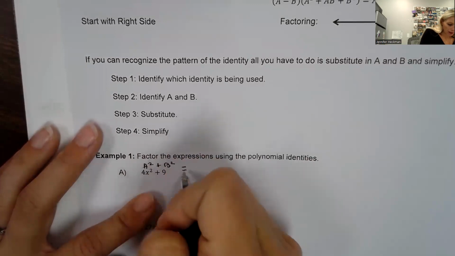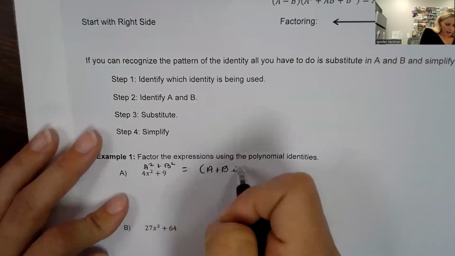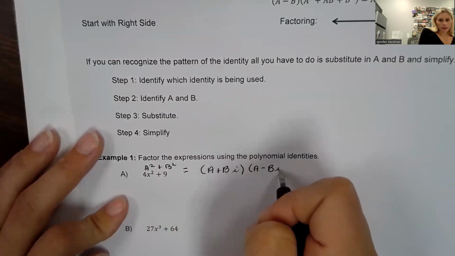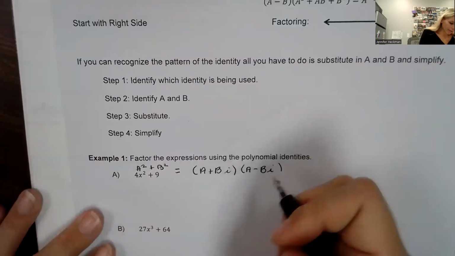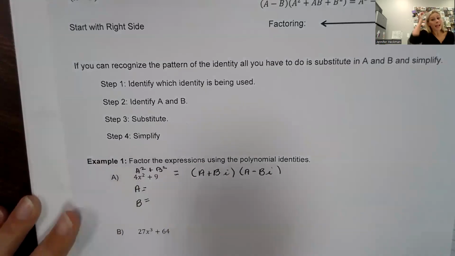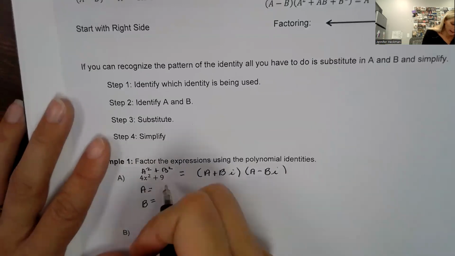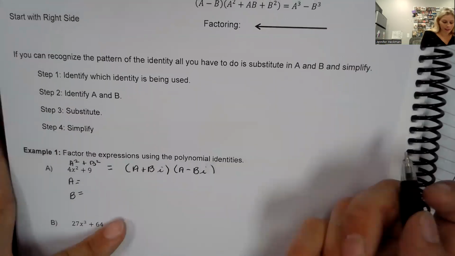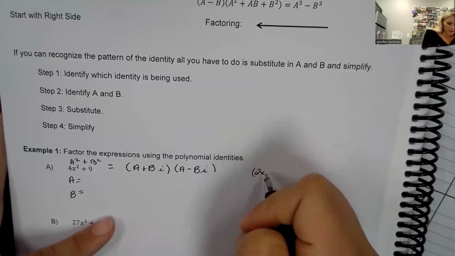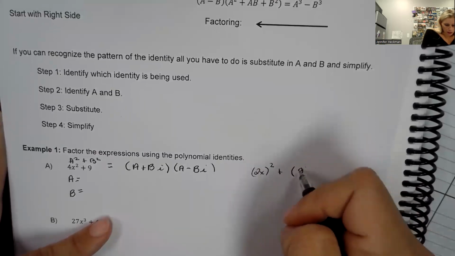So when it comes out, it's supposed to be A plus Bi times A minus Bi. Now keep in mind when we identify A and B here, we need to take the square root because these are squared, right? So we have to think about this as, and I'm going to put it on the side here because I didn't leave myself room, 4x squared is actually 2x squared plus 9 is 3 squared.